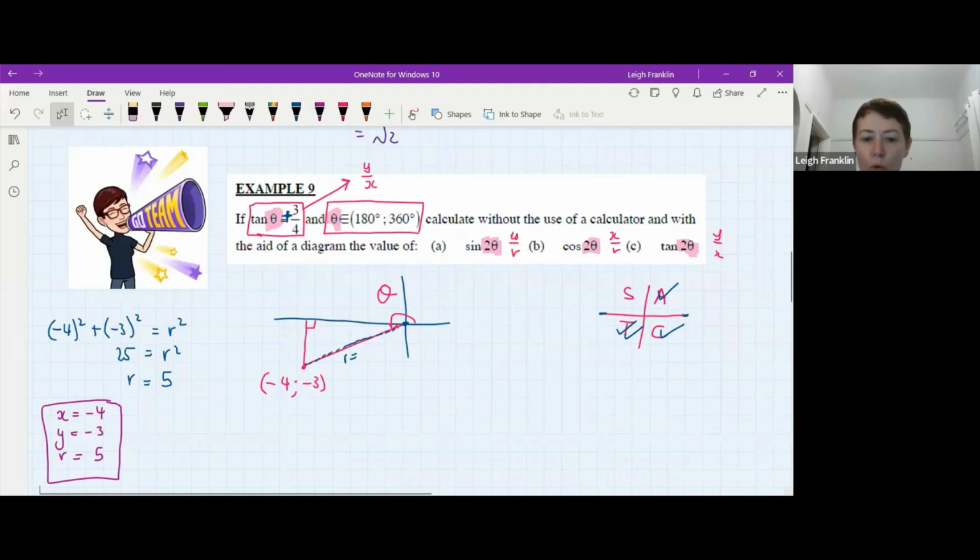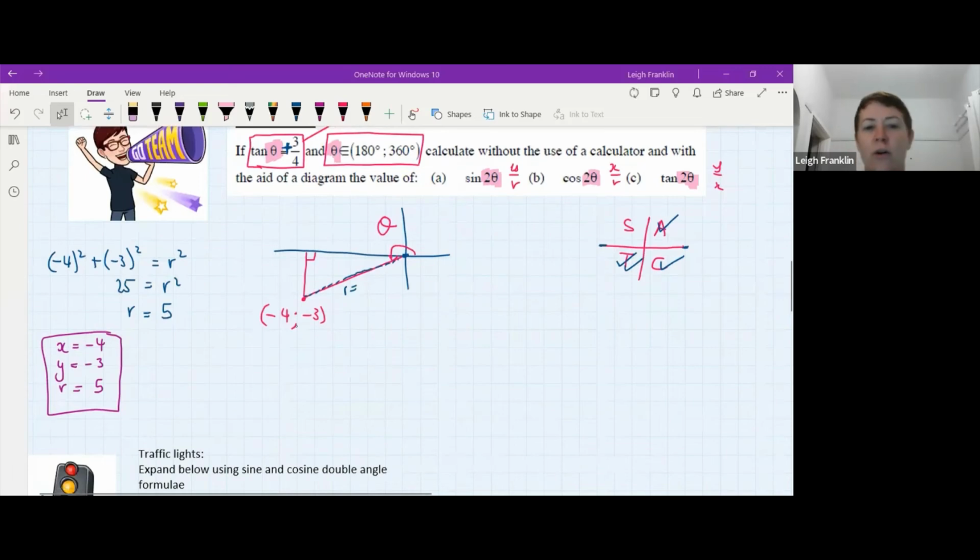Okay, so that's all the work that has to take place. Yes, Lorata, r is equal to 5. Good. So that's all the work that needs to take place before I can get started. Now I'm going to try and answer the questions.